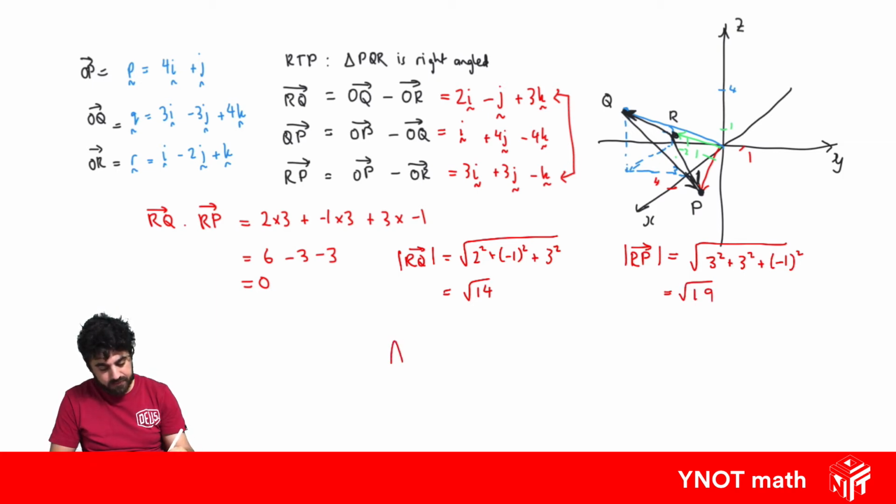And the area is just going to be half the base times the height. So we get half of root 14 times root 19, which is just a half times root 266.